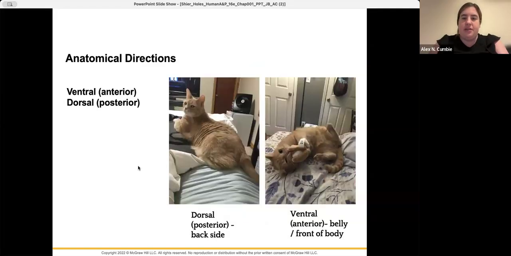So this is my cat Pikachu, and I'll be using him in just a few pictures to show some anatomical positions. Okay. So one of the ones we were looking at was ventral or anterior. These can be used interchangeably, and I am fine with you using them interchangeably on any of your exams. And then we have dorsal or posterior, also the same, so you can use either one. So let's look at dorsal or posterior first.